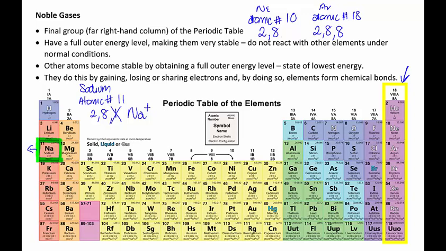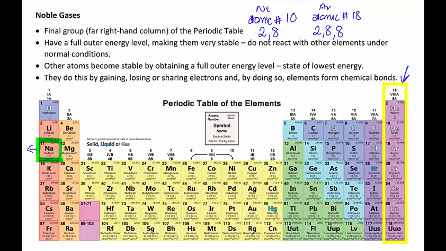Let's do a couple more. If I was looking at phosphorus, so phosphorus is here. So phosphorus has an atomic number of 15. So it's 2 in the first, 8 in the next, 5 in the third. So its easiest way of getting a complete energy level is to gain 3 electrons. So it's going to want to become like argon by gaining 3 electrons. So in terms of valency, it'll be P3-.